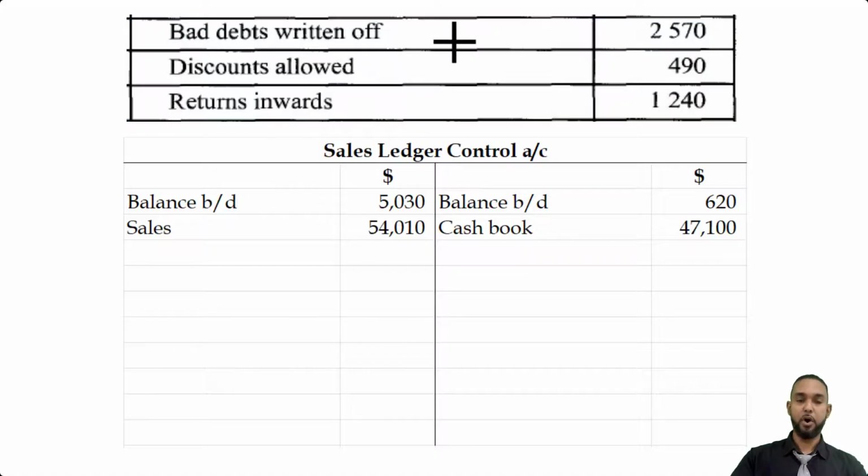Okay, so bad debts written off. If we know we're not going to collect money from a specific debtor, we can no longer regard it as an asset. We have to remove that amount from the asset account.